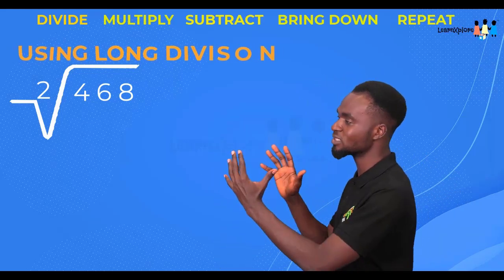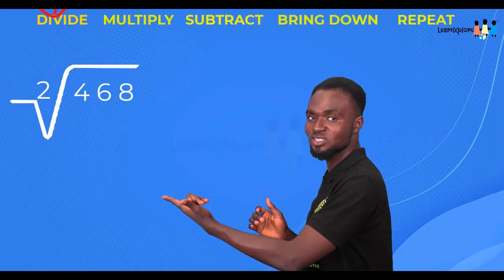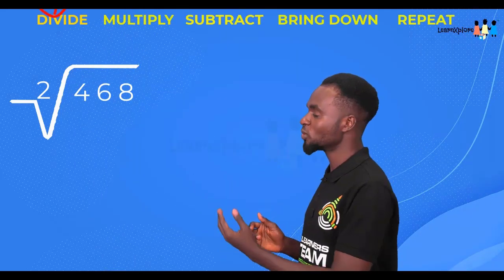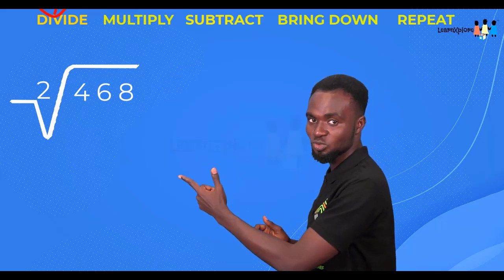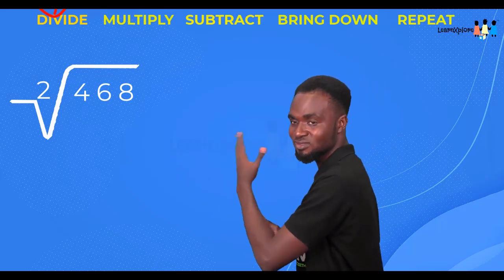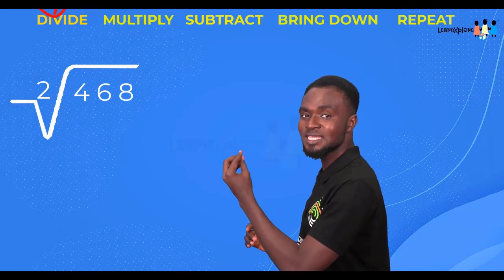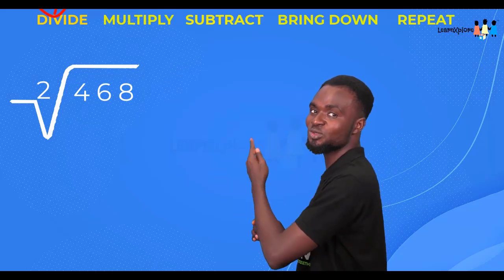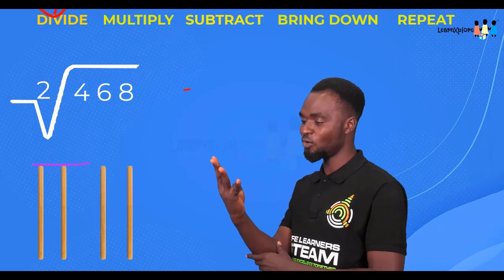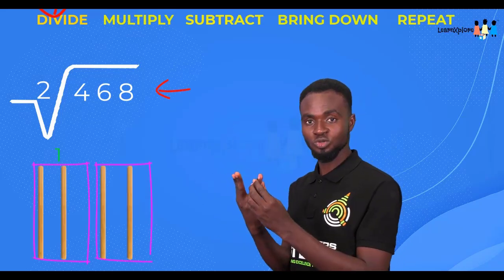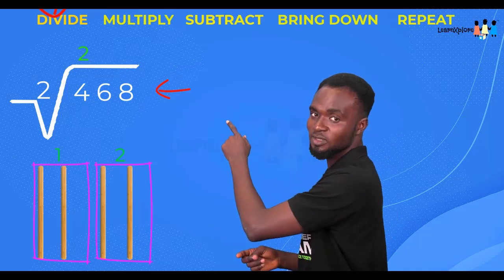Step 1 is you put it in the division bar and put the divisor outside. So we have 468 divided by 2. We start from the first digit from the left to the right. How many times will 2 enter into 4? Or how many groups of 2 do we have in 4? So we have 4 and then 2. Just 2 groups. So you put the 2 on top.